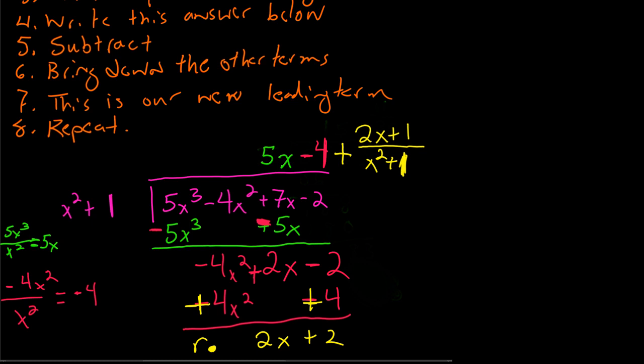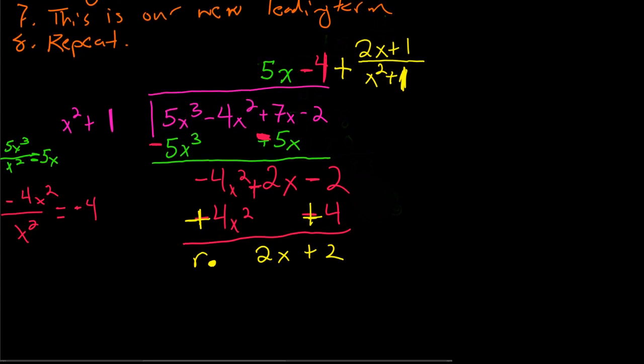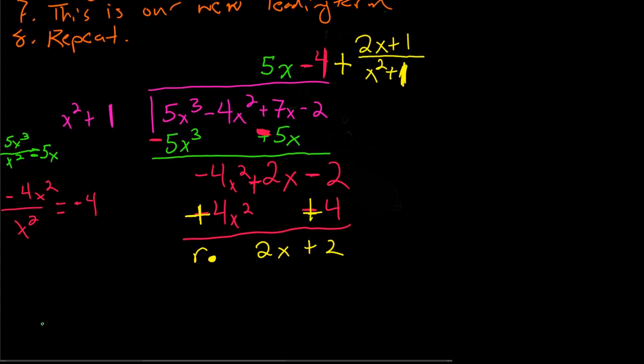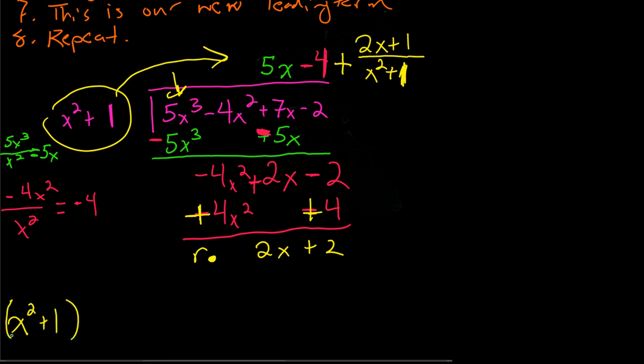I want to do a couple of divisions. Let's check this one also first. Let's do the checking, as checking is important here. So if this were to check, this times this answer should give me this. So x squared plus 1 times 5x minus 4 plus 2x plus 1 over x squared plus 1.